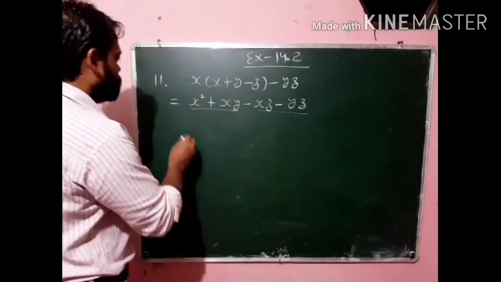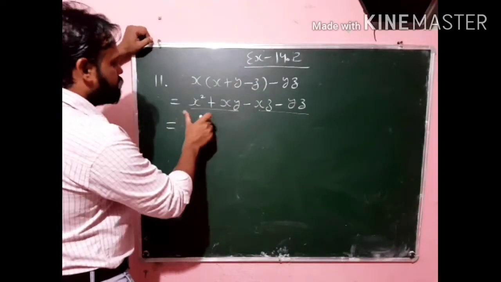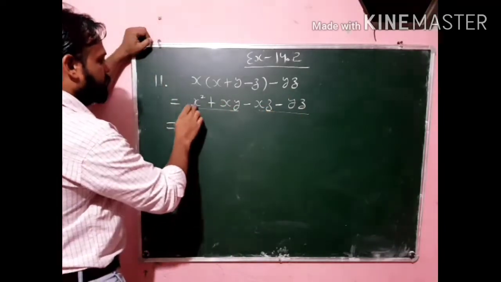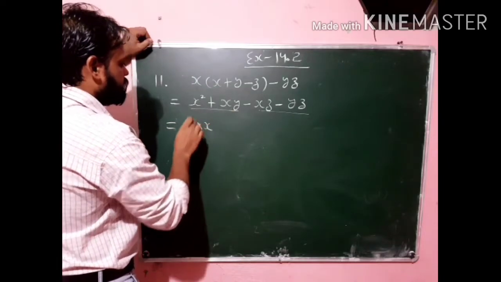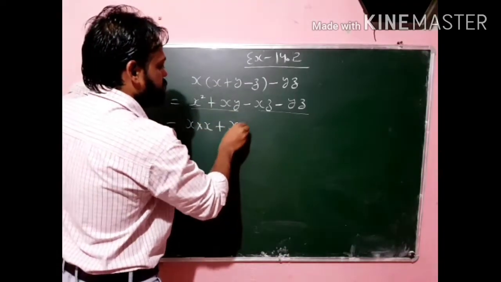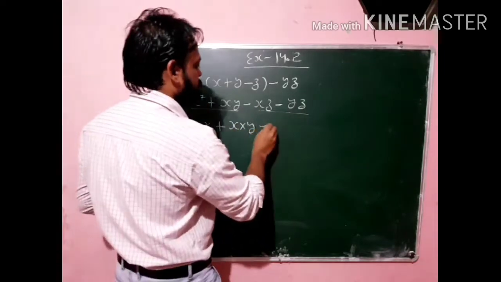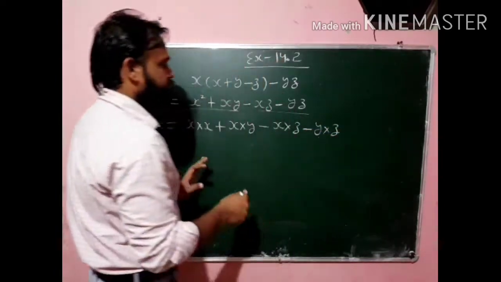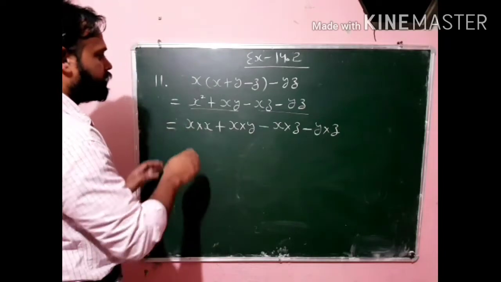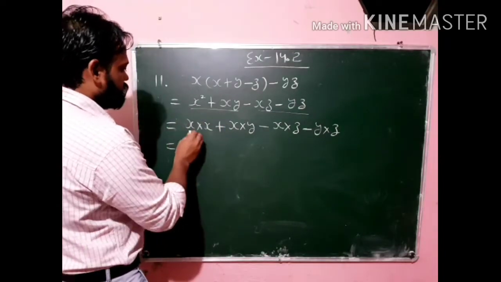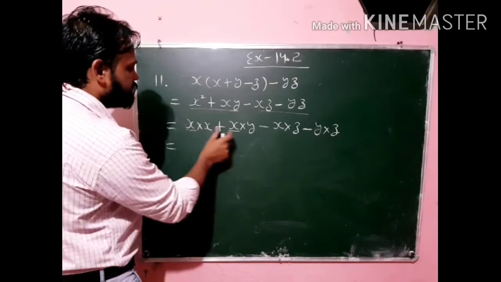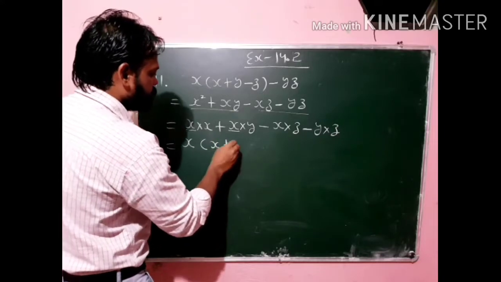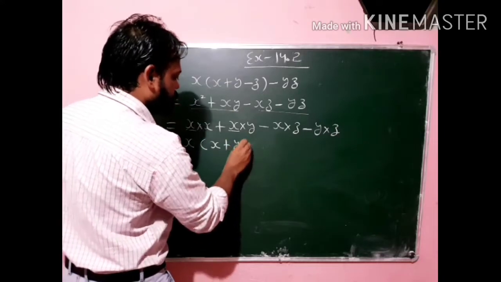In this case, we will factorize this group and solve it separately, and of course this group also separately. How? x square you can write as x multiplied by x, and this one is x multiplied by y, then minus x multiplied by z, then minus y multiplied by z. In this way we can factorize each term. Now solve this group. Mark the common factor: x is common here, so take x common outside of the bracket, and inside the bracket x is left, then plus y.